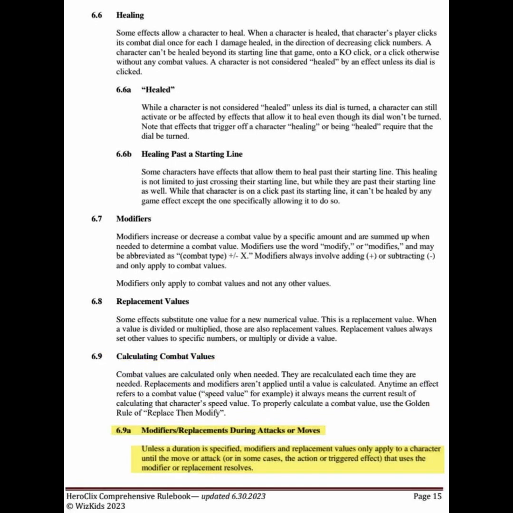6.9a Modifiers and replacements during attacks or moves. Unless a duration is specified, modifiers and replacement values only apply to a character until the move or attack, or in some cases the action or triggered effect that uses the modifier or replacement, resolves.